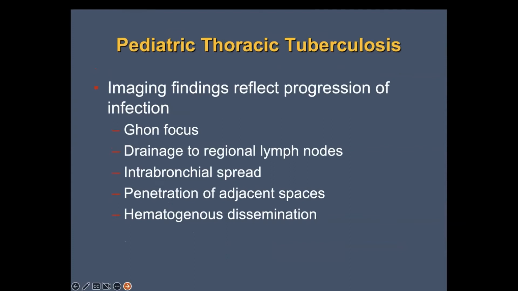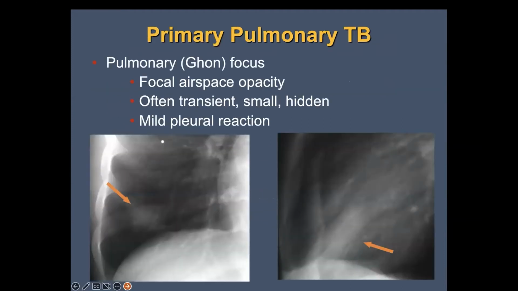So thoracic tuberculosis in children really reflects the progression of the infection that you already know about. You get a lung focus, it drains to the regional lymph nodes, and then it can spread widely, either due to intrabronchial spread or penetration of some of the adjacent spaces, or to a widespread hematogenous dissemination. But the primary focus is usually pretty subtle. That pulmonary focus, which we call the Ghon focus, is usually just a small area of focal airspace opacity. And it's often very transient.